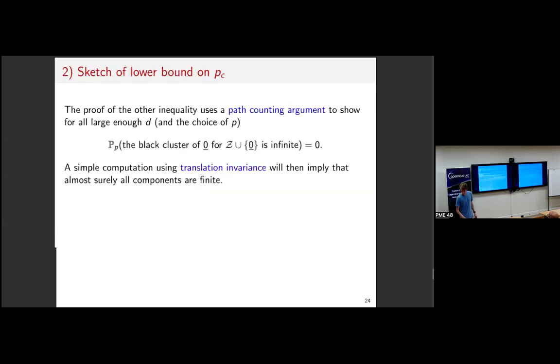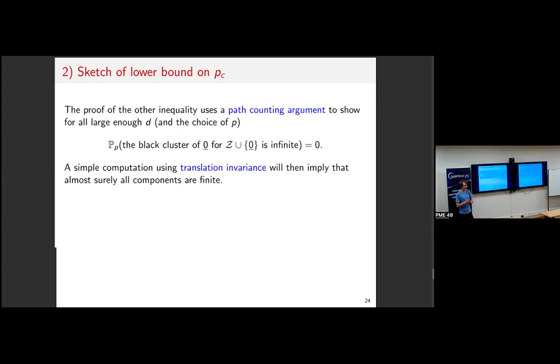Right, now I want to come to the other bound. So here we have to do something different. Here we want to use a path counting argument, and we want to show that the black cluster of this typical point, if we add it to the point process, is almost surely finite for those mu less than 1, what I had on the previous slide.